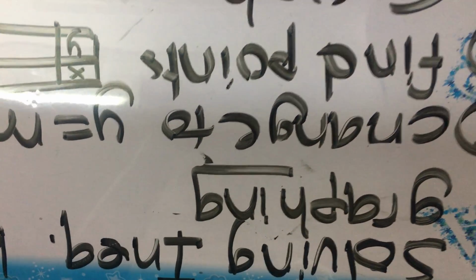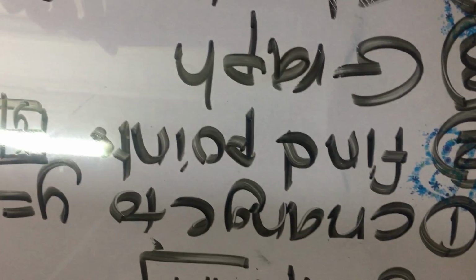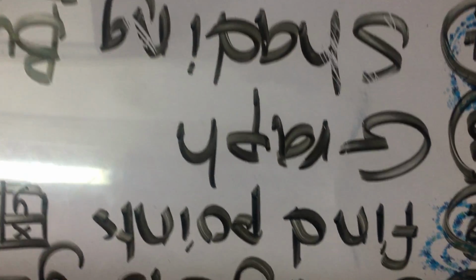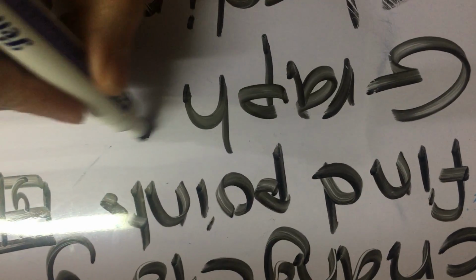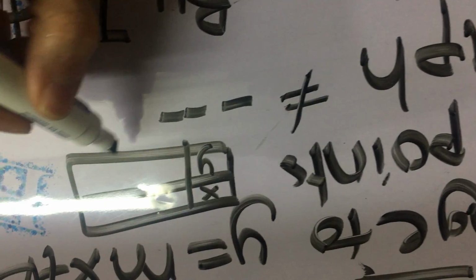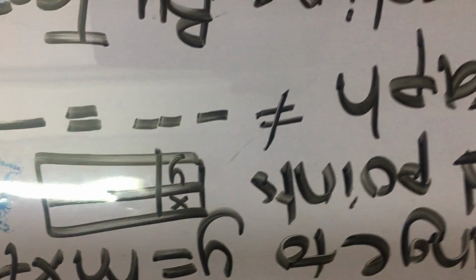After we have the points, we need to graph those points. Now, when we graph those points, they will become like a line, and we have to know two things. If the inequality does not have an equal sign, the line will be a dashed line. But if we have an equal sign, this means that we have a continuous line.